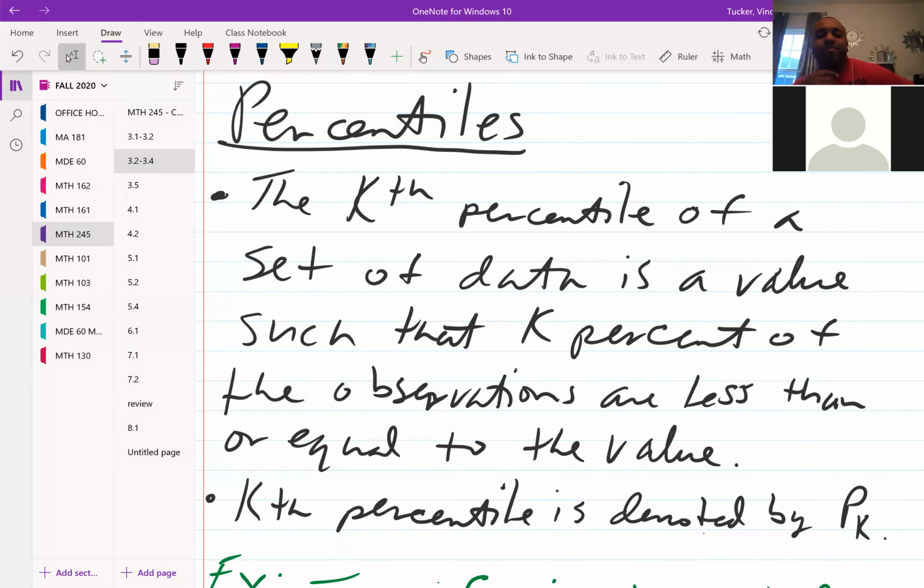All right, so percentiles. The kth percentile of a set of data is a value such that k% of the observations are less than or equal to the value. The kth percentile is denoted by P sub k.